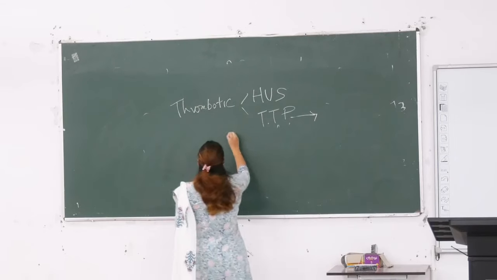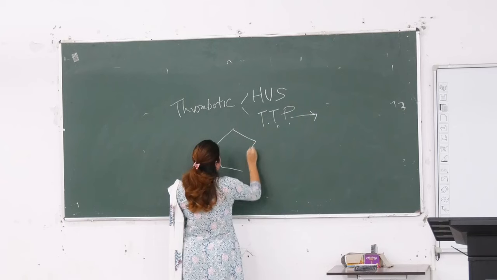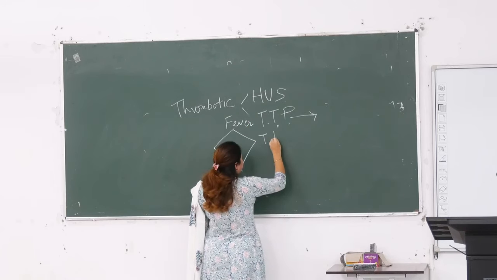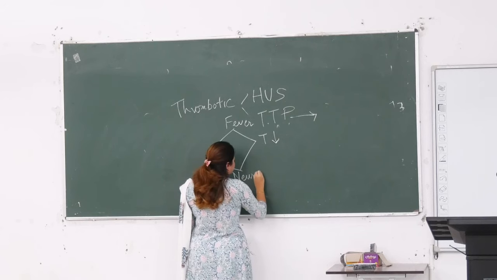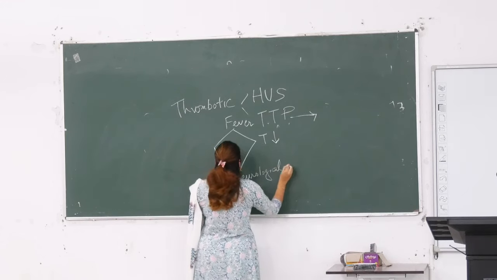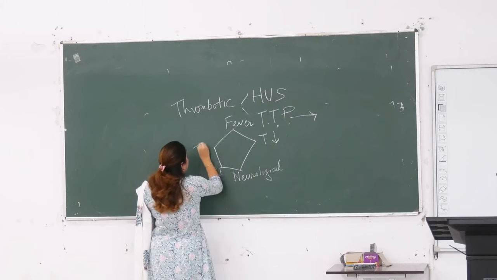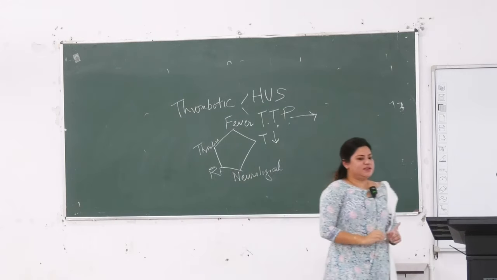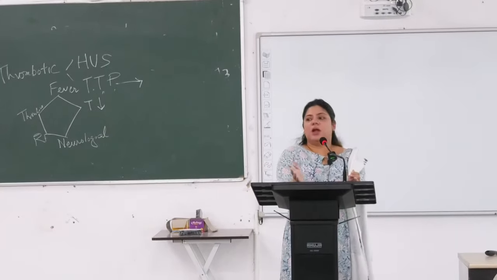what else? Yeah, TTP, there is a pentad. Right? There is thrombocytopenia, neurological symptoms, renal failure. With all the pentad of features, you will diagnose TTP, right? Now TTP used to be 100% mortality. There was 100% mortality in TTP, but now there is plasma exchange, plasma therapy, and it is 80% to 90% curable. Nowadays people don't die. If it is diagnosed at the right time, normally people don't die of TTP.